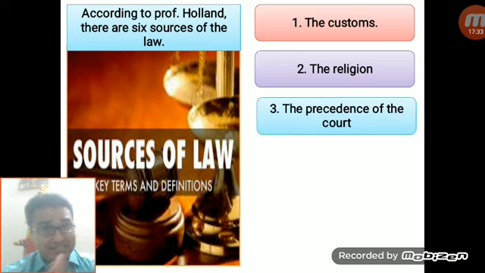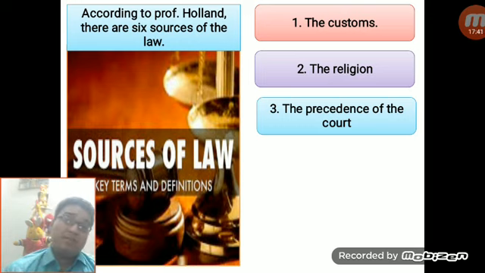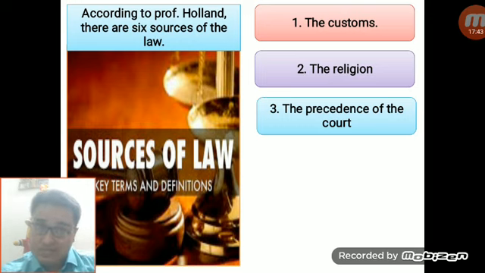Now point 3, the precedents of the court. So what is called the precedents of the court? Precedents of the courts means the decisions of the higher court. Basically the precedents of the courts means the previous decisions of superior courts like the Supreme Court or any other higher courts. So the precedents of the court is one of the sources of law.